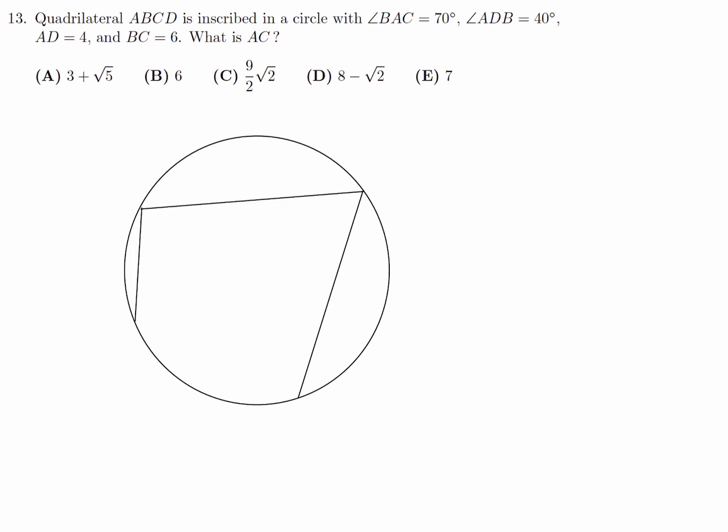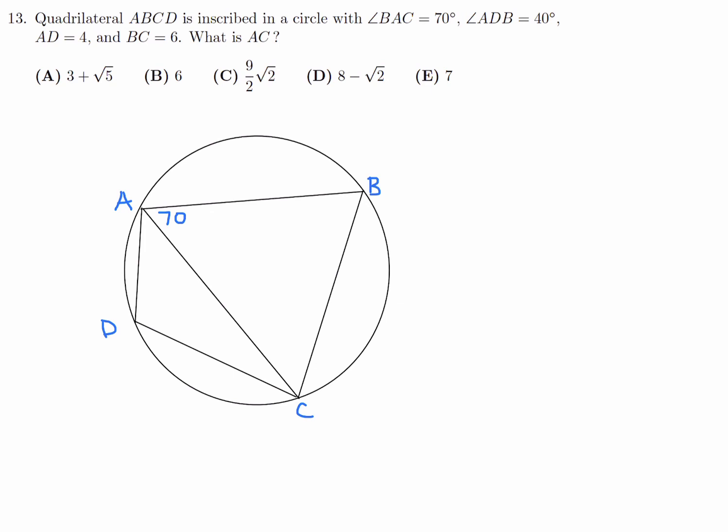And something like this, I guess. And then they want AC, so this is going to be AC. Let's label this now. A, B, C, and D. And the angles they give me are what? BAC is 70. So this is 70 degrees.